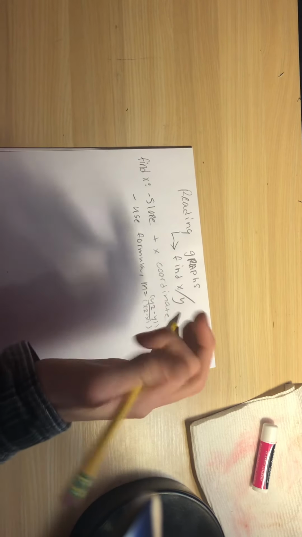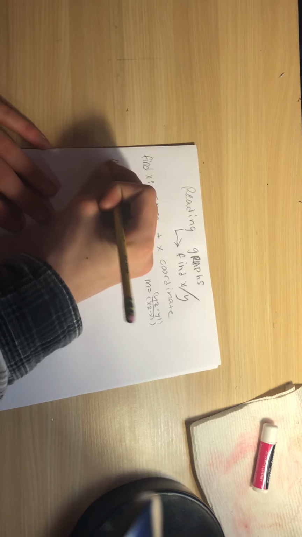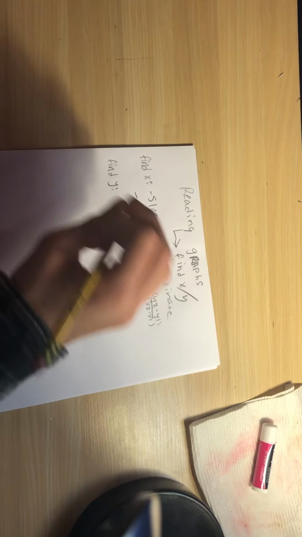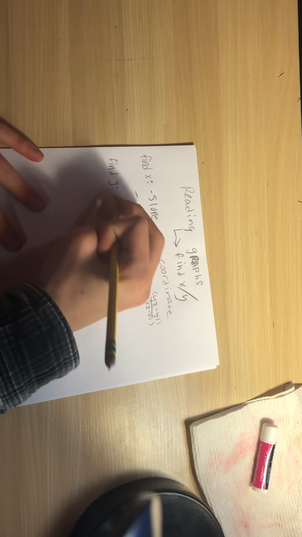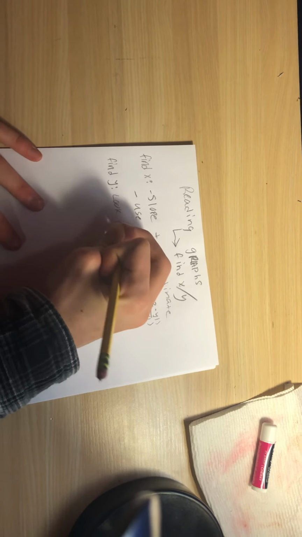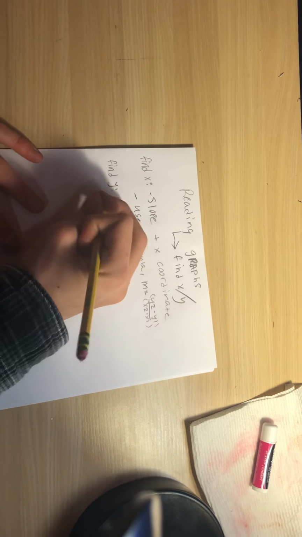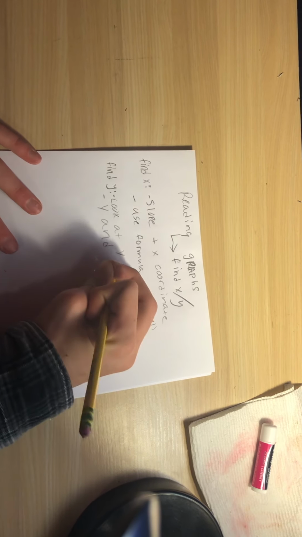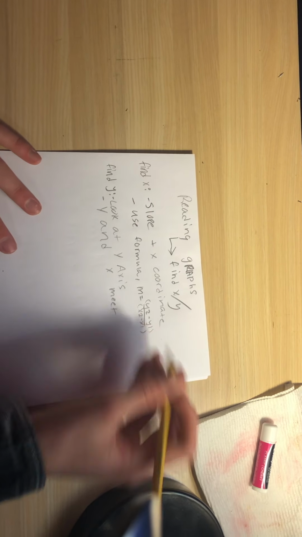That makes sense? So now let's discuss how to find y. To find y, look at your y-axis, and then find out where y and x meet. And you can use the same thing for x. Find out where y and x meet.